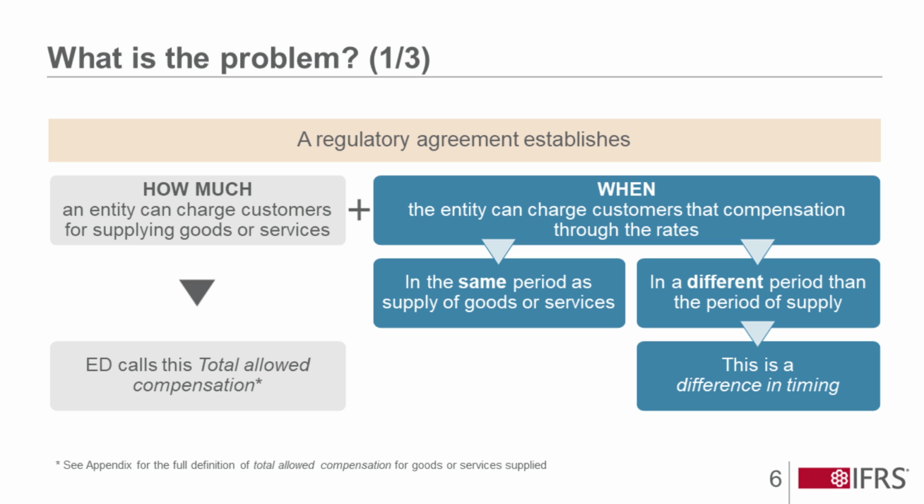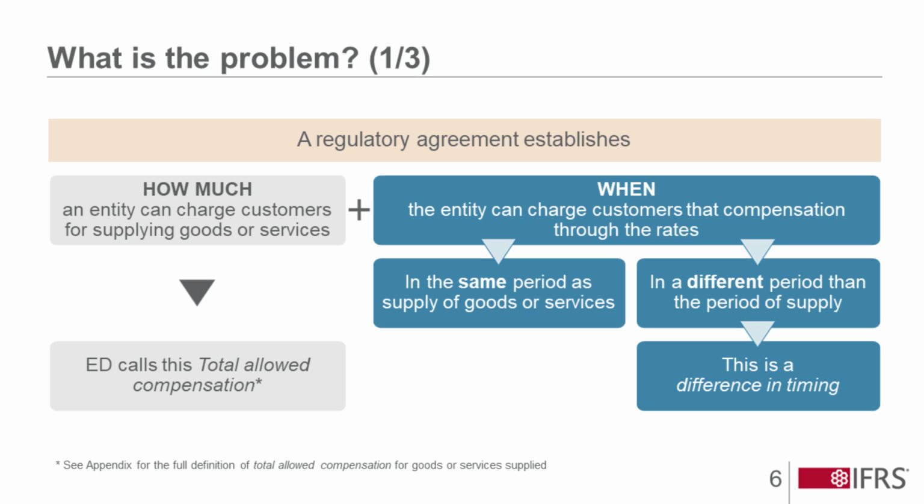price charged. The exposure draft calls this compensation total allowed compensation and defines it as the full amount of compensation for goods or services supplied that a regulatory agreement entitles an entity to charge customers through the regulated rates in either the period when the entity supplies those goods or services or in a different period. Normally, this compensation for goods or services is charged to customers through the rates for the period in which an entity supplies those goods or services.